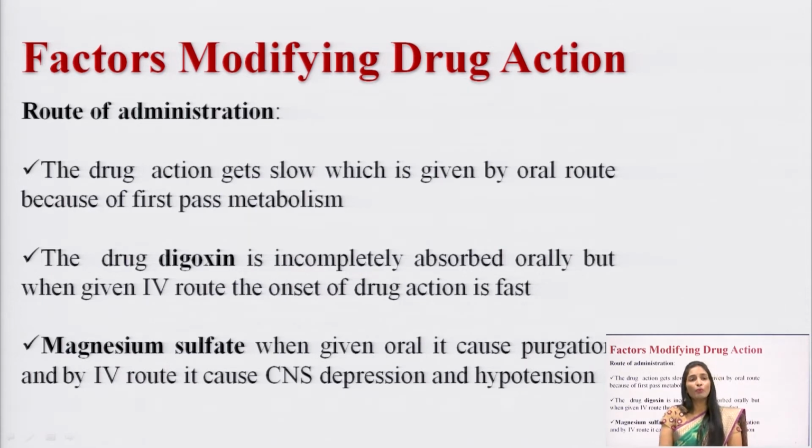If I am talking about route of administration, I will take the example of digoxin. Digoxin is a drug which is used in heart failure. So, if I administer digoxin by the oral route, what is going to happen here? It can be incompletely absorbed. Here the absorption of digoxin is incomplete, because the absorption will be interfered with by the route.